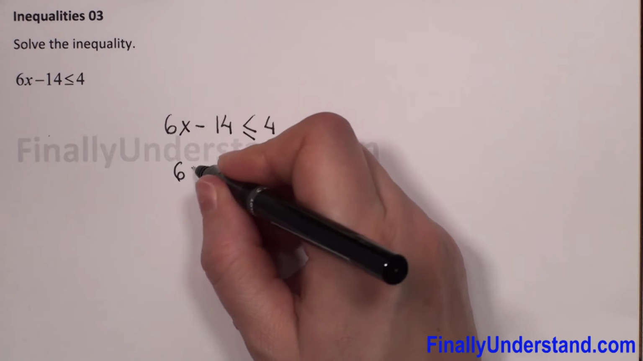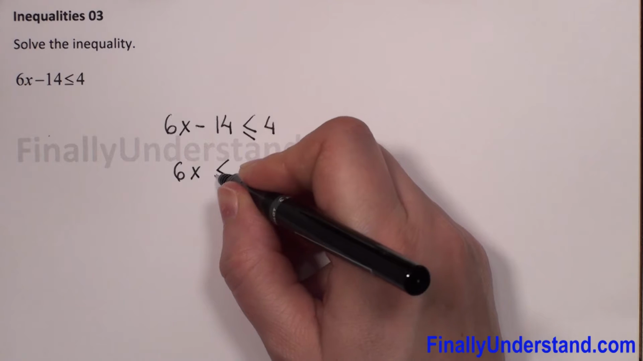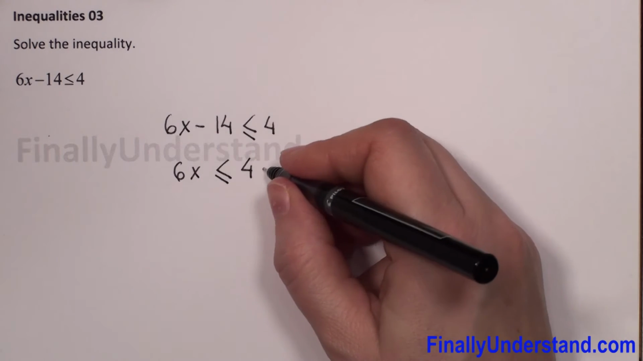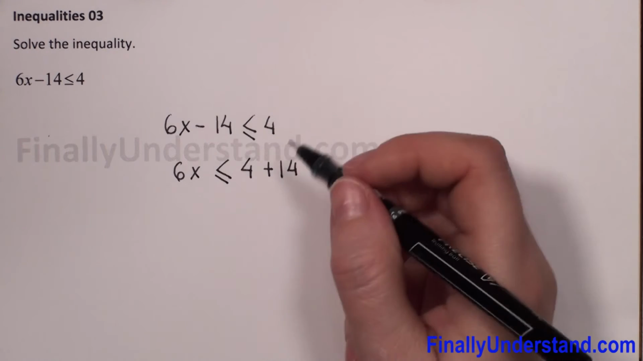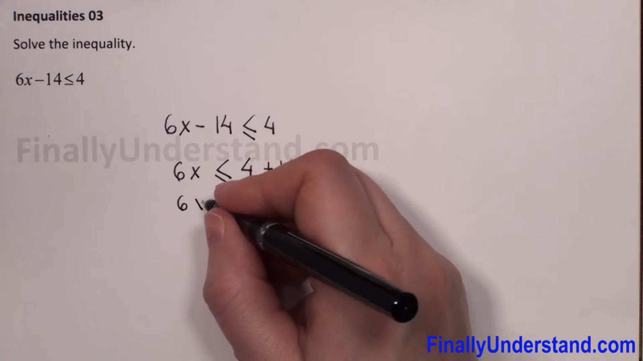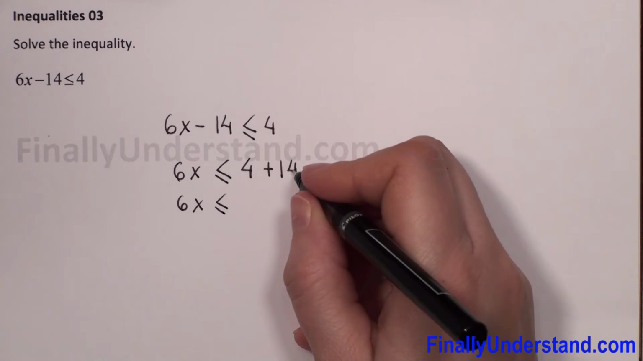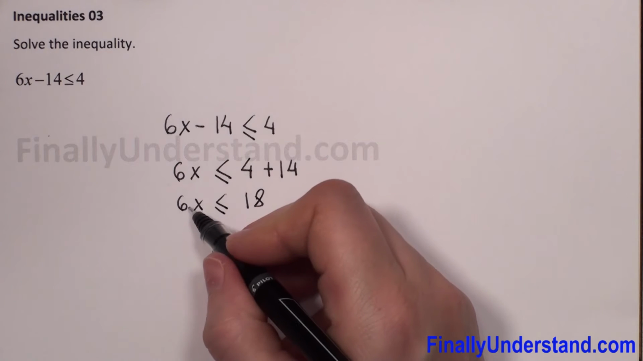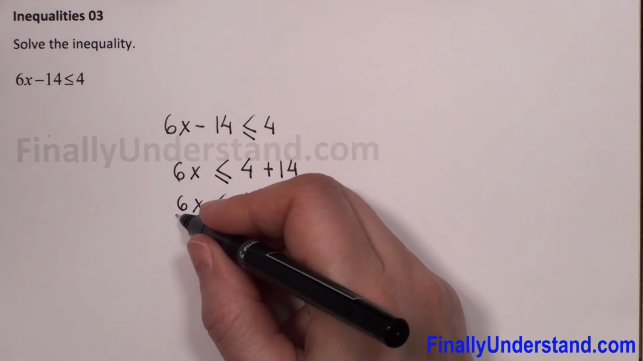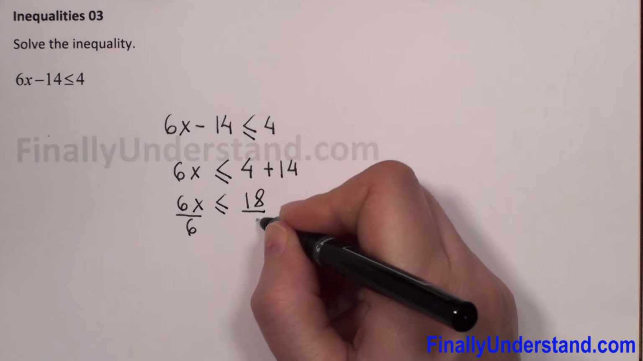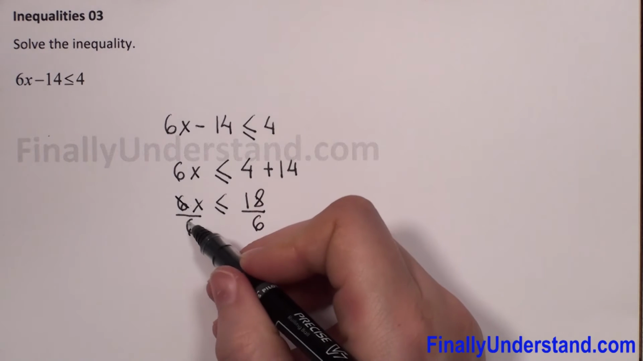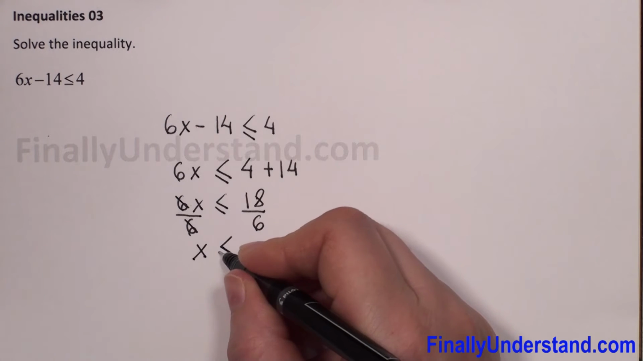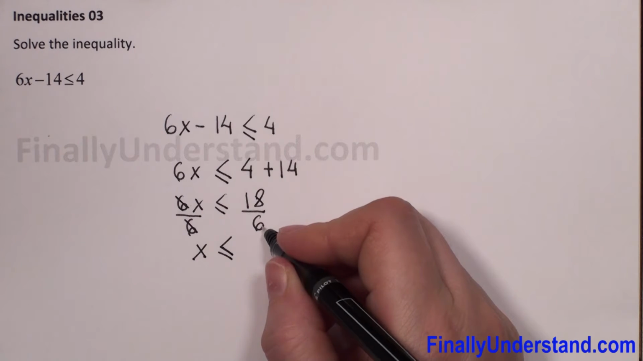So I have 6x is less than or equal to 4. Negative becomes positive, so it will be plus 14. So I have 6x less than or equal to 4 plus 14, which is 18. Now, because I have multiplication here, I will divide both sides by 6. So 6 and 6 will cancel out, and I have x is less than or equal to 18 divided by 6, which is 3.